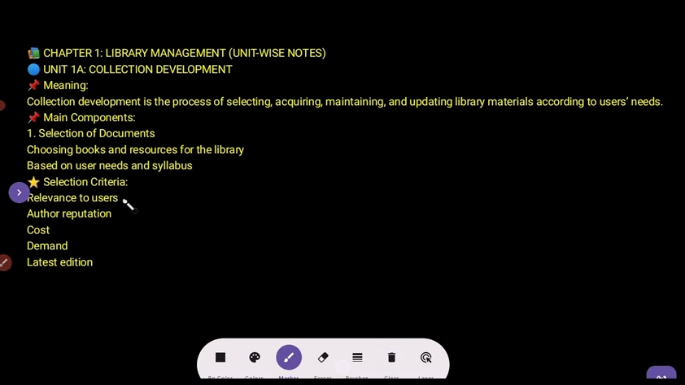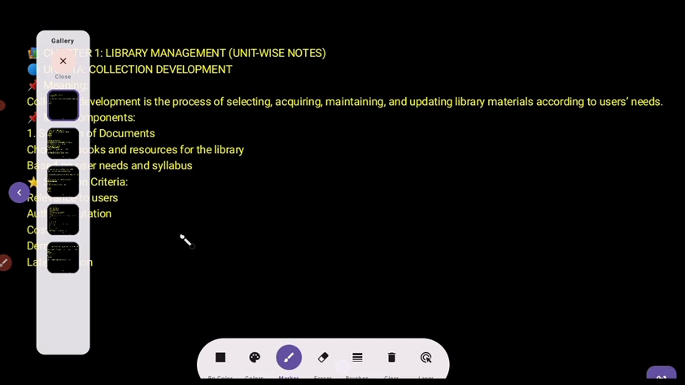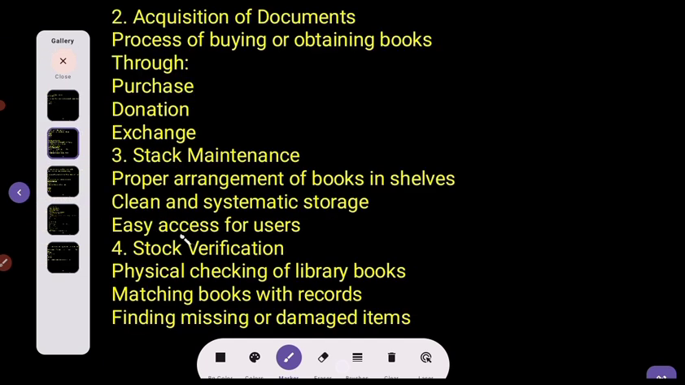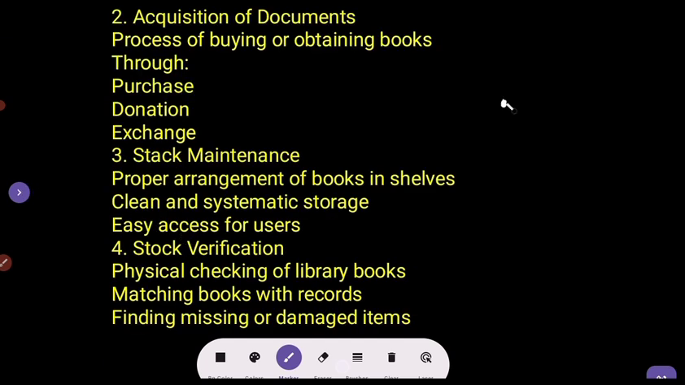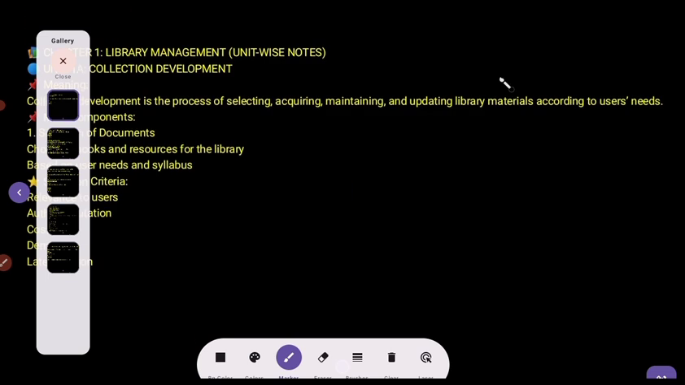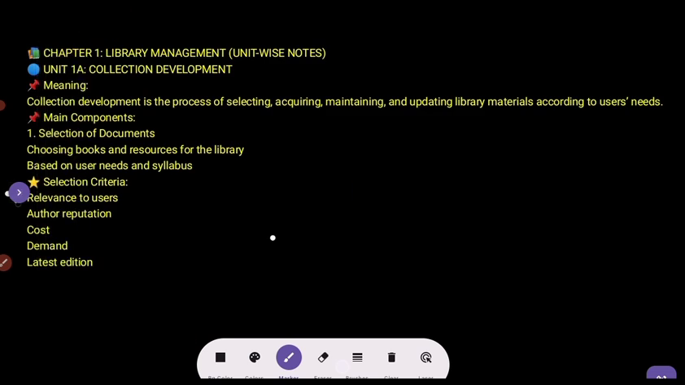Now for the selection criteria: relevance to the user, author reputation, and cost should be effective because you have a limited budget. It should be on demand, and of course whatever book you purchase should be of the latest edition, then only it is worth it. First important thing we already saw, that is your selection criteria.